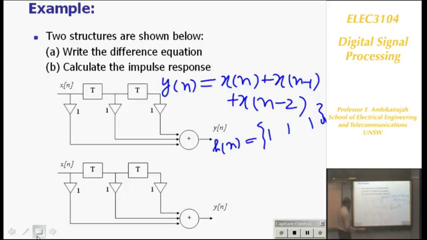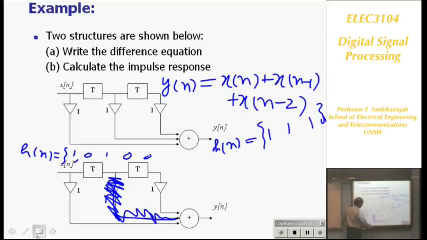Oh, is it the same system? Oh my goodness, it wasn't supposed to be the same system. I think the second one is missing something. You can look at the notes. So the impulse response for this one is h[n] equal to 1, then 0, then 1, then all zeros afterwards. That's your impulse response.